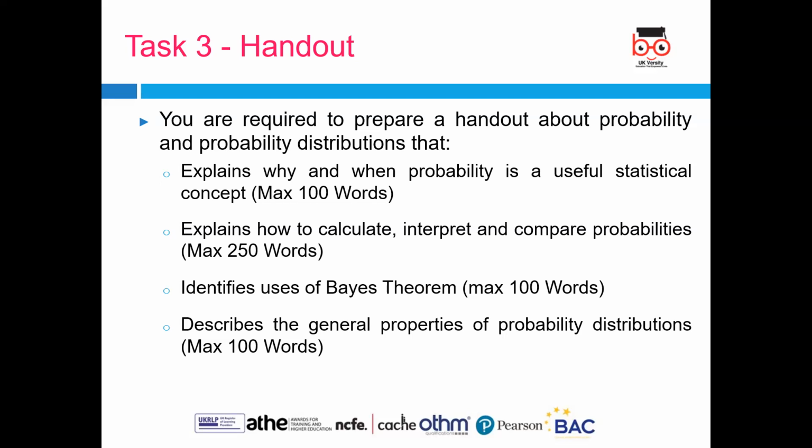Then the third one is to identify use of Bayes theorem. So we had covered the concept of Bayes theorem. So here you can explain the Bayes theorem and where it is used. Again, you can limit this section to a maximum of 100 words. Then describe the general properties of probability distributions. So you can explain the properties of probability distributions in a maximum of 100 words.